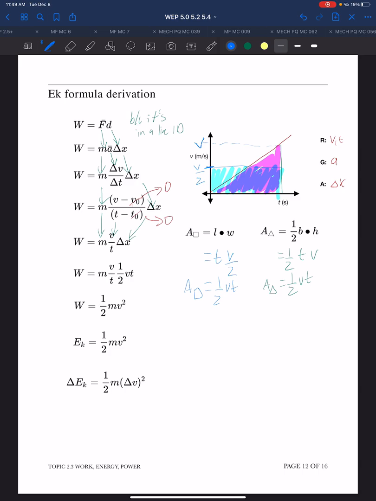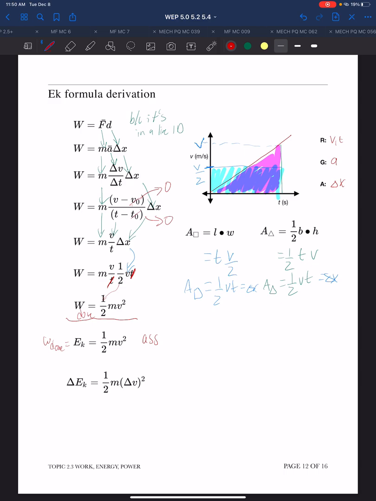Well, if delta x is the area, then that is equal to 1/2 vt. So mv over t times 1/2 vt, combining like terms and canceling, we can see that the t's cancel, and we bring out the coefficient to the front, and that's mvv, which is mv squared. So that tells us that the work done is 1/2 mv squared. And the work kinetic energy theorem says the work done is the kinetic energy. So therefore, the work done is the kinetic energy of the object, which is 1/2 mv squared.